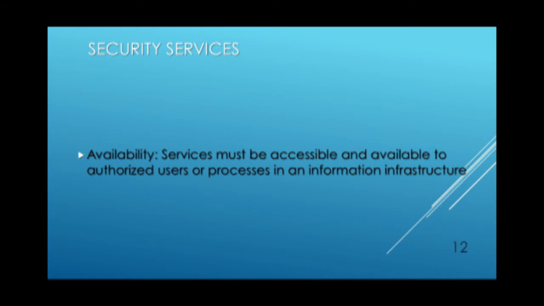Availability is where services must be accessible and available to authorized users of processors in an information infrastructure. This is one thing that is difficult to protect against because a denial of service attack is difficult to protect against. Of the 5 services, 4 of the 5 can be satisfied using encryption. And that is why cryptography and network security go hand in hand.